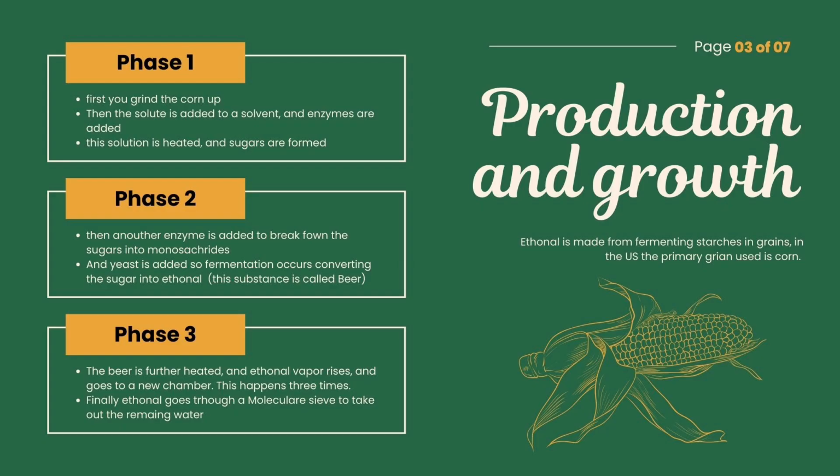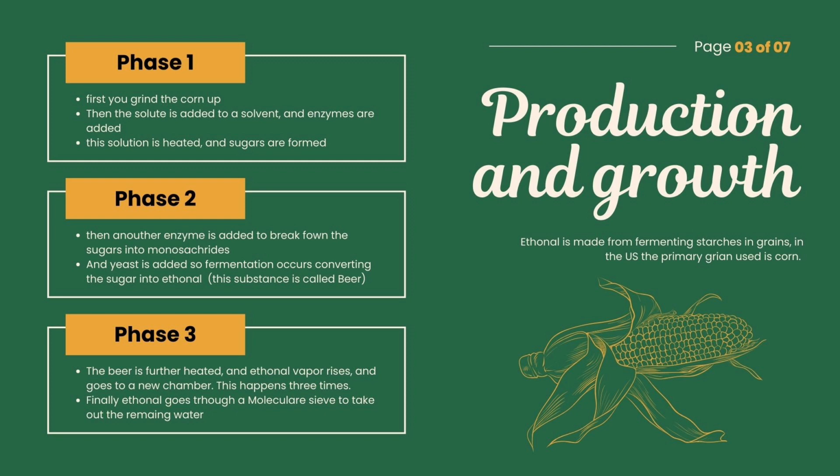Ethanol is made by fermenting starches and grains. In the US, the primary grain that is used is corn. So through the first phase in ethanol production, you grind up the corn so that the starch is exposed outside of the shell. Then it is combined with a liquid called mash.